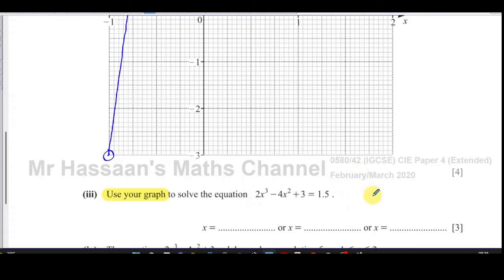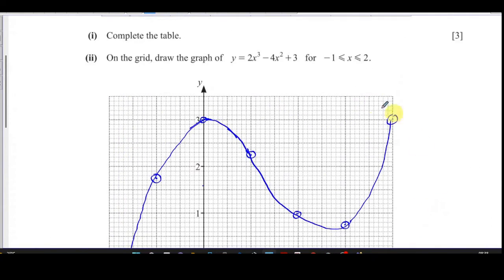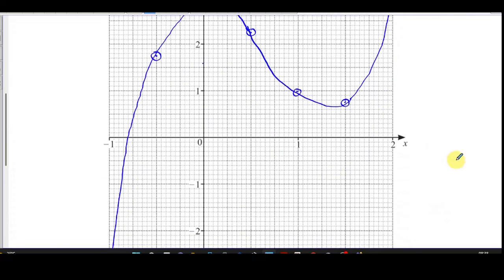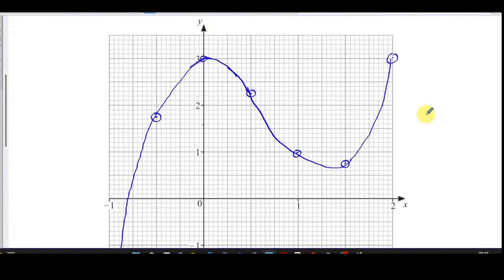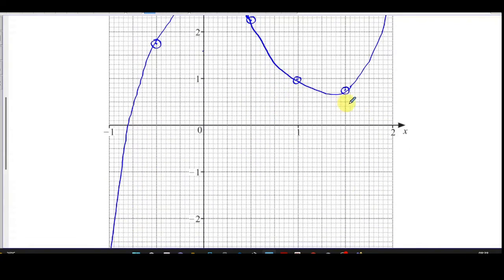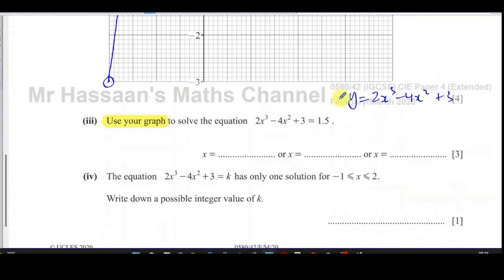And how is it that we do this? Well, we take the equation that's drawn. This is what's drawn. So we can see that what's drawn is y equals 2x cubed minus 4x squared plus 3, exactly what that one side of the equation looks like. That's what's being drawn. And this is what we have to solve.